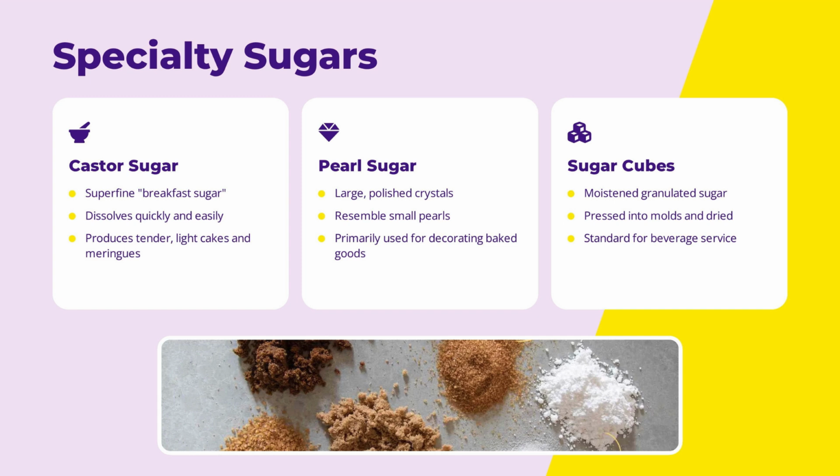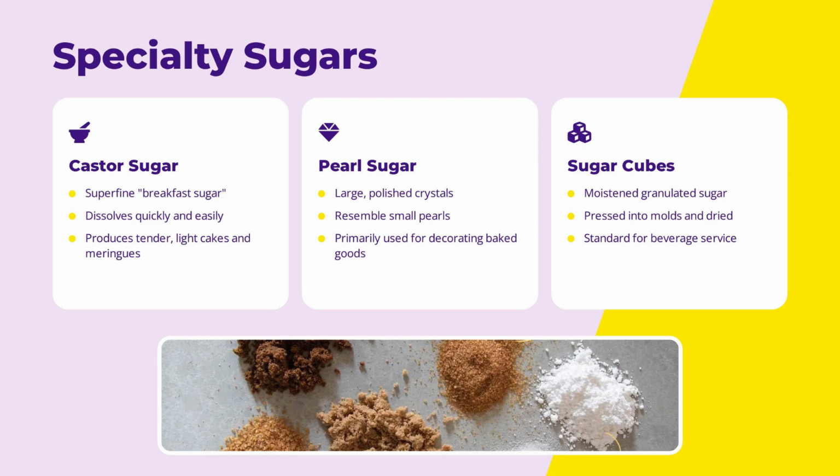The first is castor sugar. Castor sugar is an extremely fine form of sugar, often called breakfast sugar. Because it dissolves very quickly, it is especially useful for preparing tender cakes, sponge cakes, and meringues where a smooth texture is required. The next variety is pearl sugar.